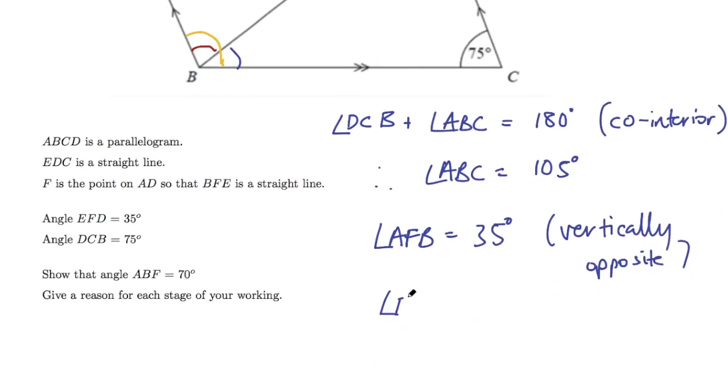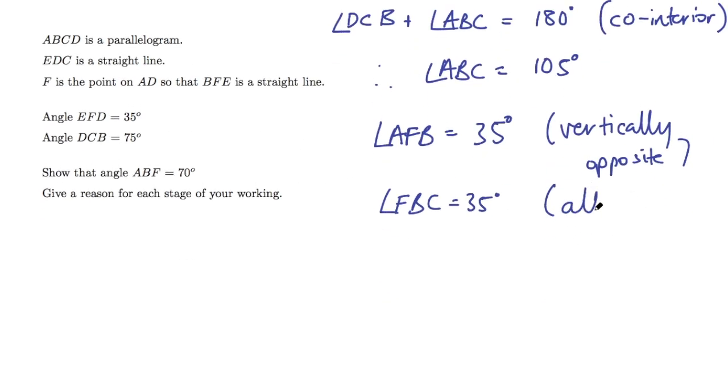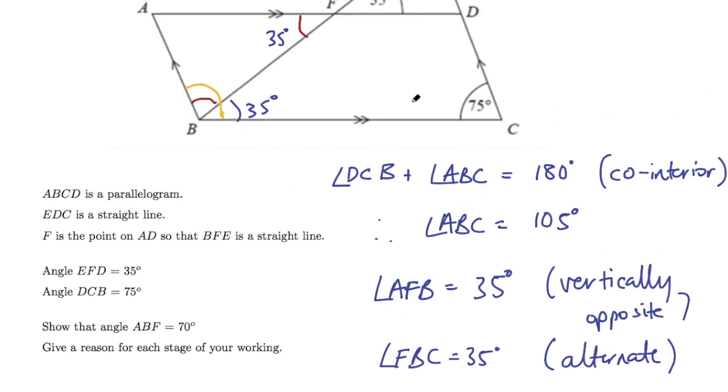FBC equals 35, as that is an alternate angle. Alternate. Again, if you're not understanding these co-interior and alternate terms, watch my video on parallel lines.